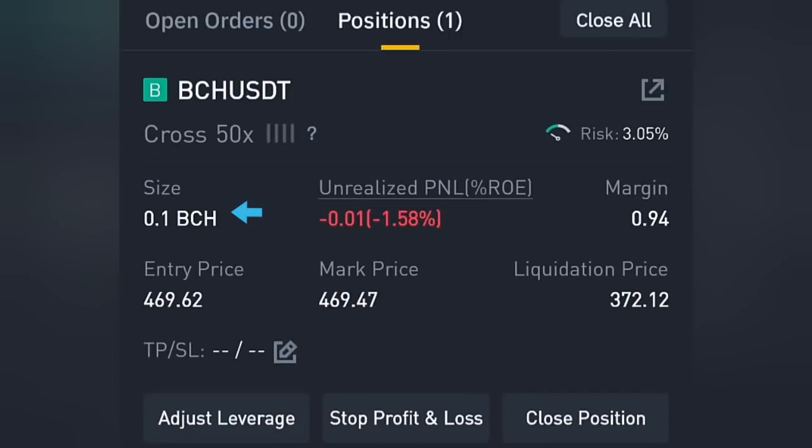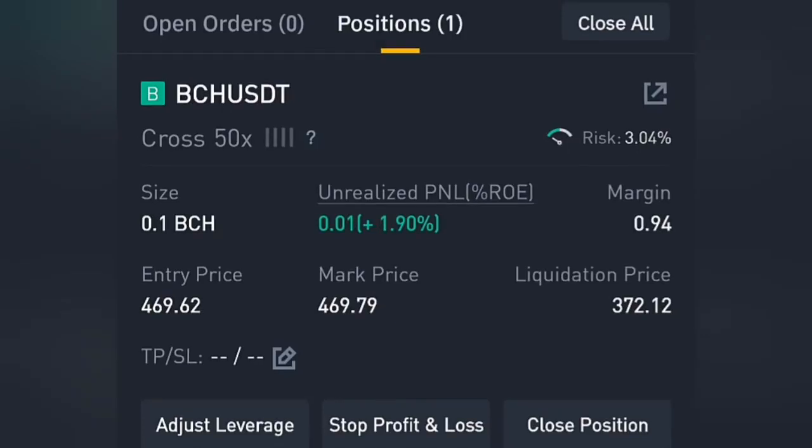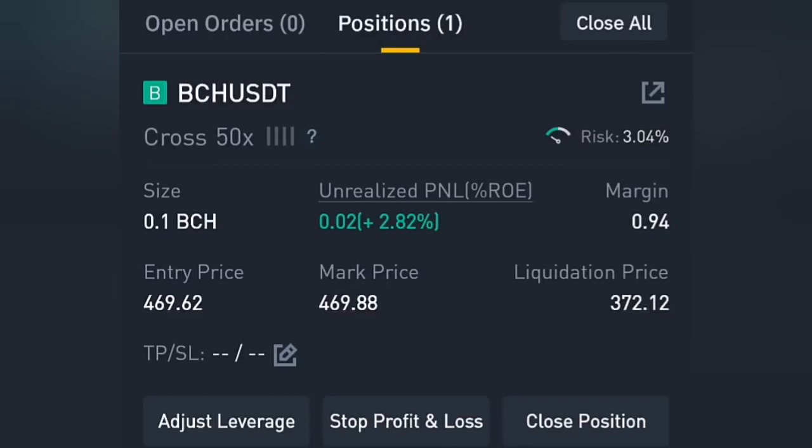So when your position is open, as you can see, there are different things right here. When you look at the size, you will notice that that is the amount at which I bought. When you look at the margin, that is the amount it is costing me right now to keep this position open. Understand? So as you can see, it just cost me 0.94 USDT to keep this position open. If you look at the entry price right there, I entered at around 469.62. The market price is the current price of the asset. The current price is around 469.77.